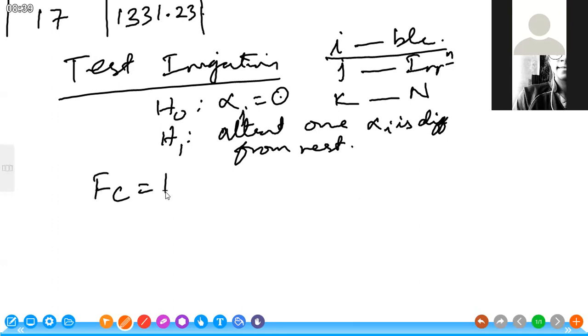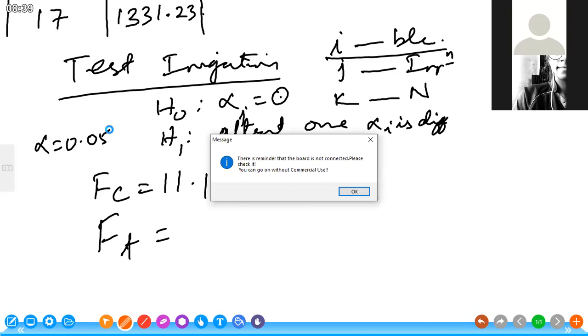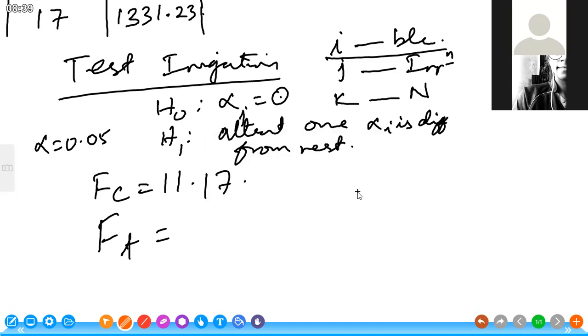My calculated value, we said 11 point something. What is that? 17. Now, what is the table value? Look at the table value for this. Anyone? At alpha, we consider alpha 0.05. Very quickly, we are wasting time. Yeah, we can go for the next topic. 18.5. I'll have to cross check.